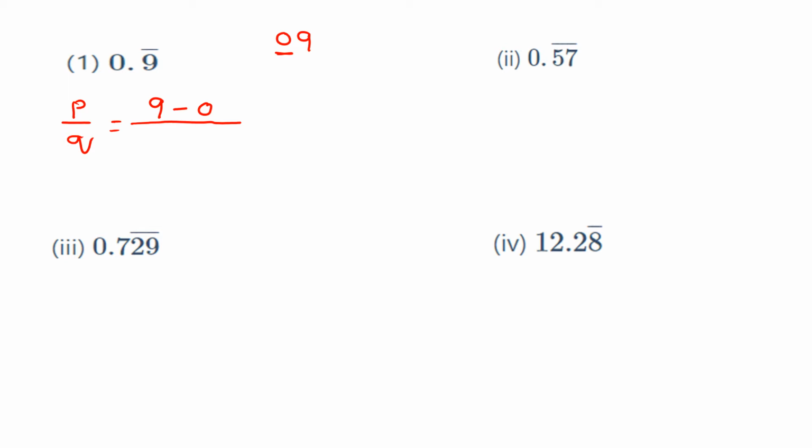9 minus 0. Coming to the denominator, we should take how many decimal places there are after the decimal point. There is only one decimal place, that's why we take 10. 10 minus the number of digits which are not repeating after the decimal point. Here there are no such digits, right?